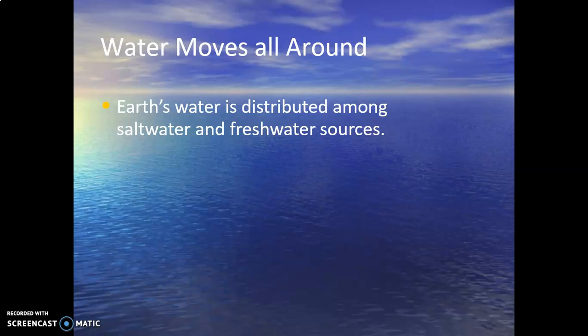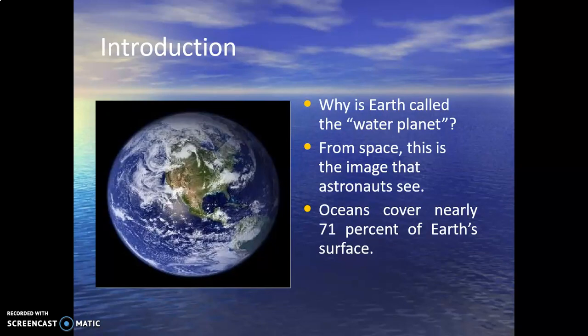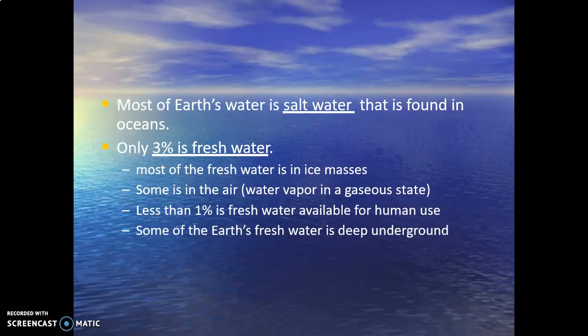Let's discover them together. First of all, we must know that Earth is called the water planet. We also say the Earth is the blue planet, and that is because it is covered mostly by water from the oceans. Most of the Earth's water is salt water, and it's found in the oceans like we said, and only a very small amount of this water is fresh.